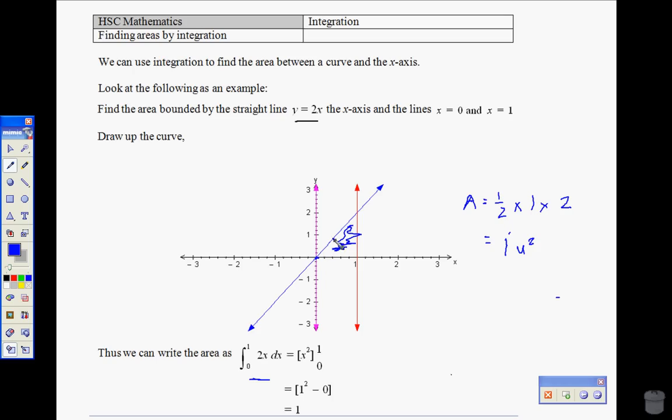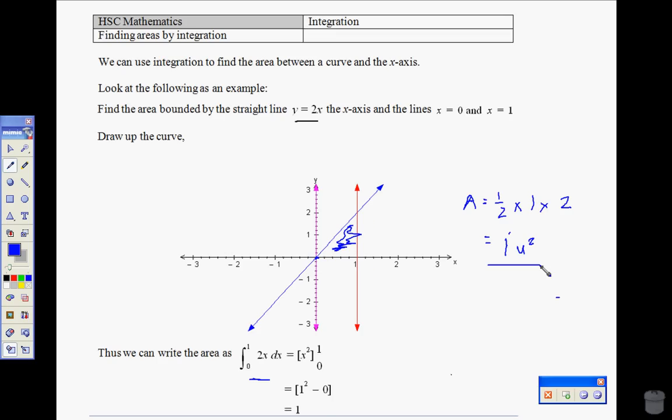So if we draw that, we see the straight line 2x, we see the line x is equal to 1, and x equals 0 is in pink. That's actually the y-axis. So the area we want to find is this shaded region here. As you can see, that's a nice little triangle. So again, let's have a look. The area of that triangle would be half times the base, and the base is 1 unit, and the height is 2 units. Now, the area there is 1 unit squared.